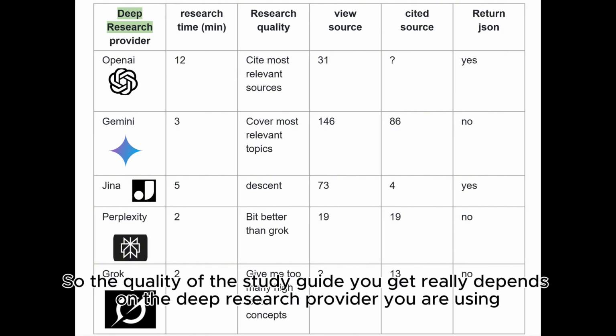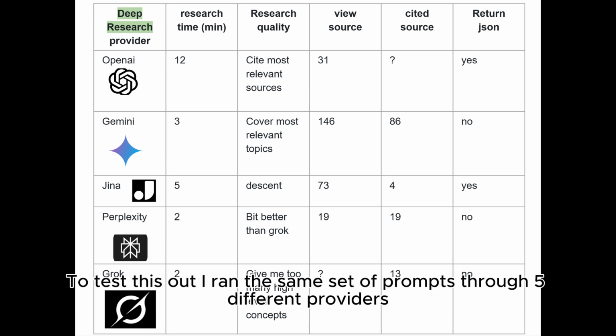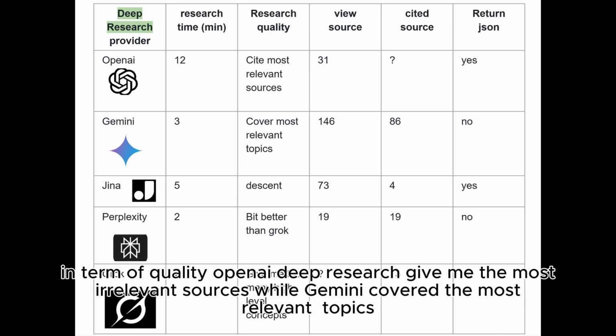So the quality of the study guide you get really depends on the deep research provider you are using. To test this out, I ran the same set of prompts through 5 different providers. In terms of quality, OpenAI's deep research gave me the most relevant sources, while Gemini covered the most relevant topics.